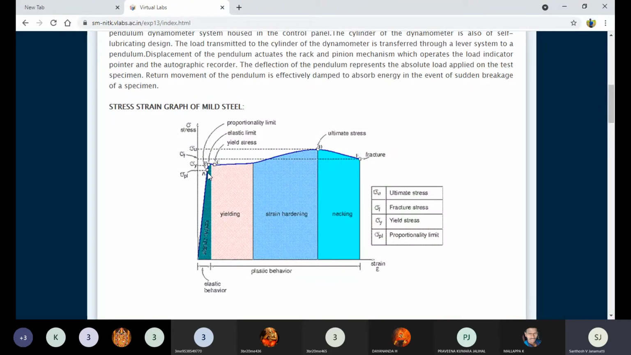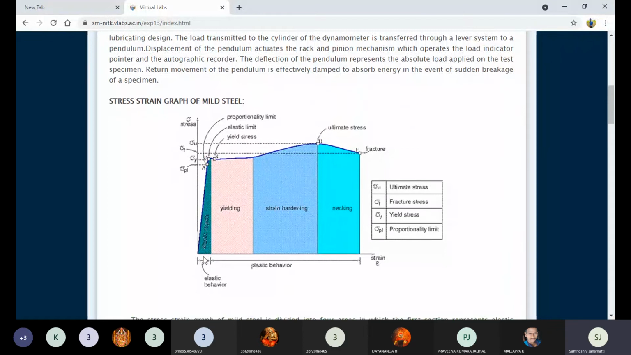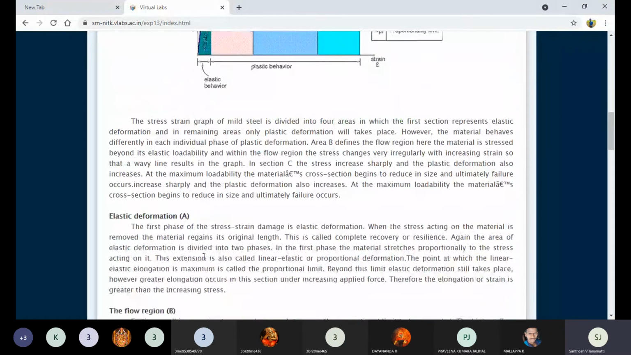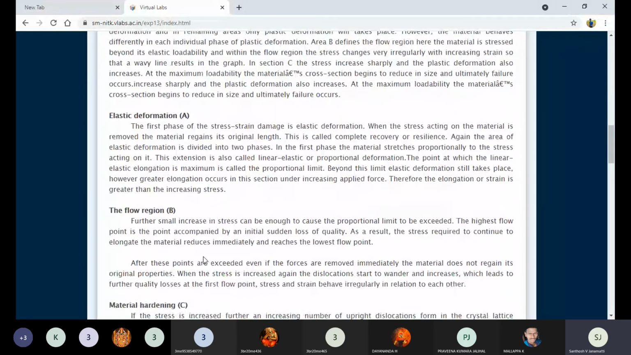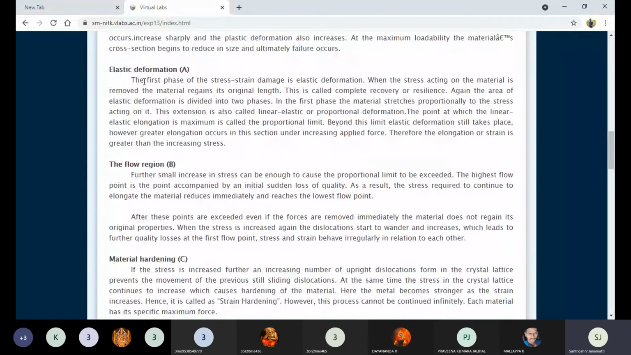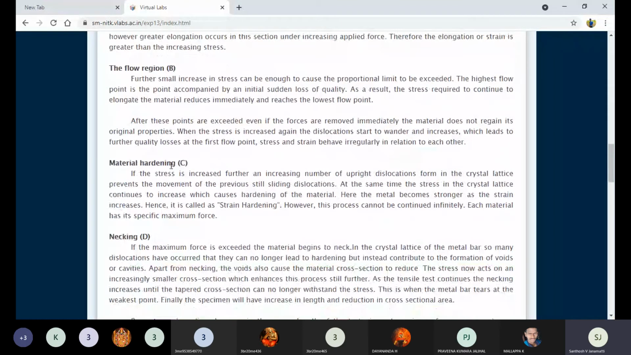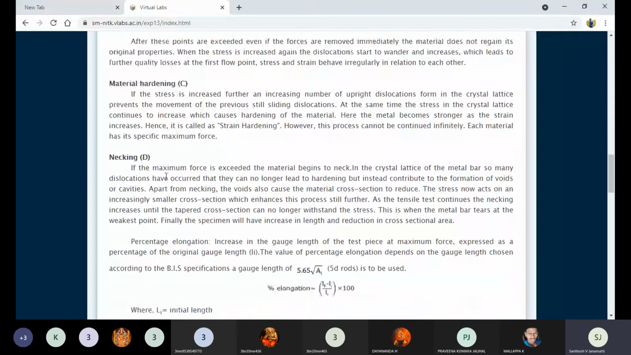Below the yield point, from the 0 point, this length we call the elastic deformation. I hope you understand, because these deformations are very important while we are conducting the tensile test. Here they are writing the elastic deformations, the flow regions, the material hardening, and the necking. These are very important to know.